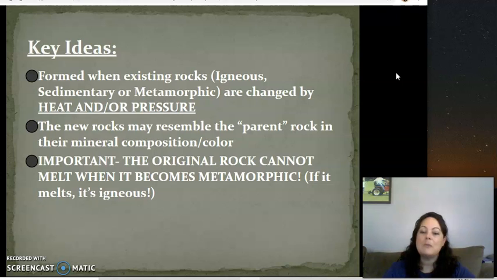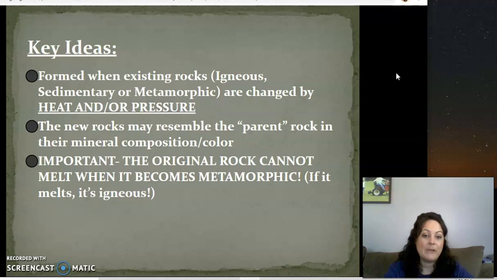The key ideas with metamorphic rocks. These are formed when existing rocks, such as igneous, sedimentary, or other metamorphic rocks, are changed by heat and/or pressure. So we're talking about happening deep inside the earth here. The new rocks may resemble the parent rock in their mineral composition or color. The important thing is that the original rock cannot melt. If it melts, it becomes an igneous rock.